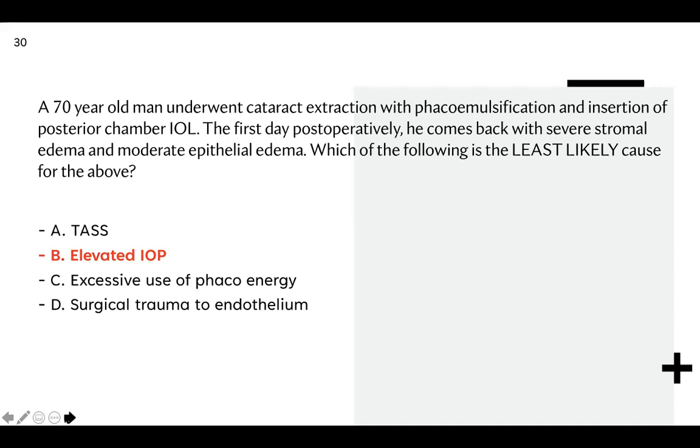So the logic for this is whenever there is elevated IOP, there will never be severe stromal edema with moderate epithelial edema, but rather there will be much more epithelial edema, which is caused because of raised IOP, and the stromal edema will be minimal or zero. All the other causes, that is TAS or phaco or surgical trauma to the endothelium, will always lead to stromal edema. And if the stromal edema is severe, it would cause some amount of epithelial edema. So that is why the answer is elevated IOP. Let's go ahead.